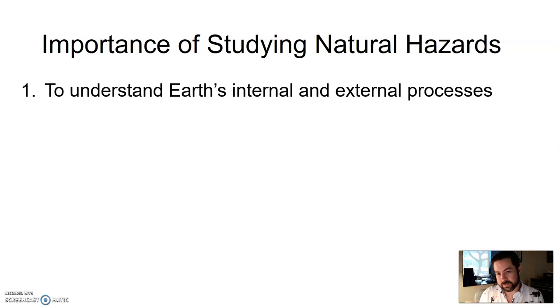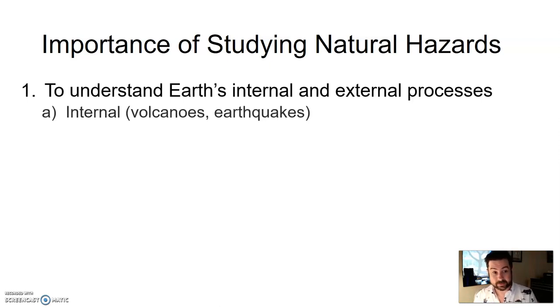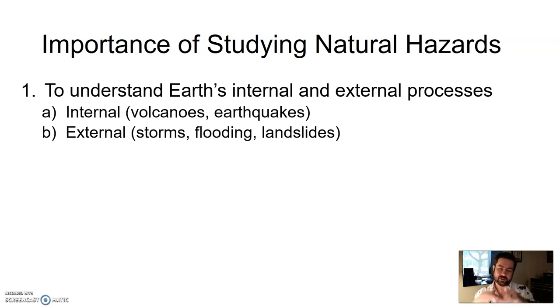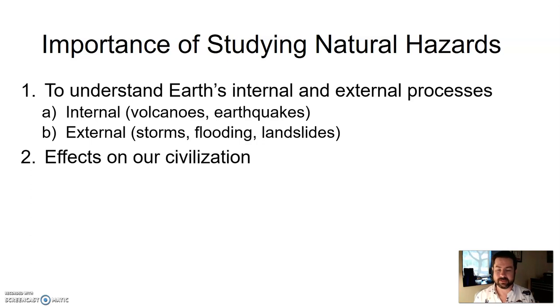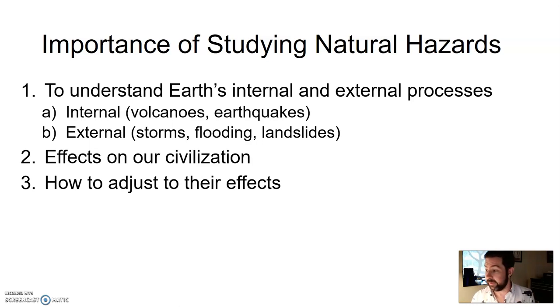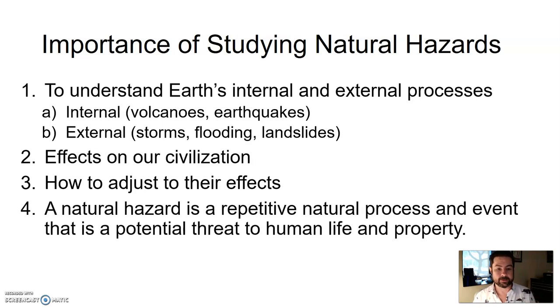We need to understand Earth's internal and external processes. Internal processes include things like volcanism and earthquakes. Those are caused by what's going on inside the Earth. But we also need to know what's going on externally. Some of those external processes, storms, floods, landslides, are all affected by external processes. And all of these have effects on civilization. We have to figure out how to adjust for these effects, whether it's moving to places we shouldn't be living, or overcrowding, driving people to live in more dangerous places, closer to the volcano, closer to where it gets flooded. Climate change, how do we deal with all of these effects?